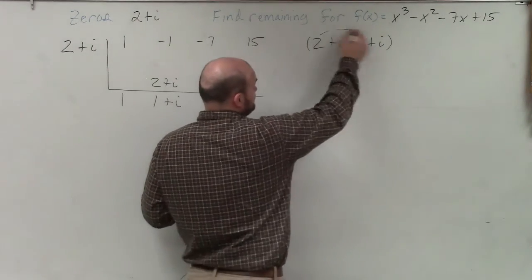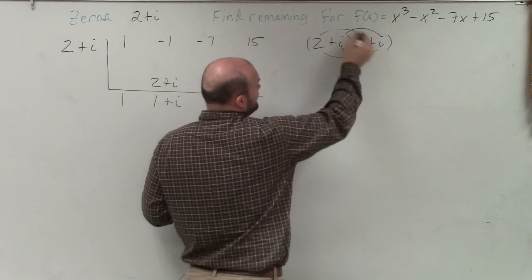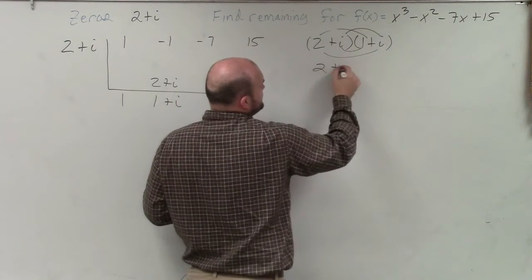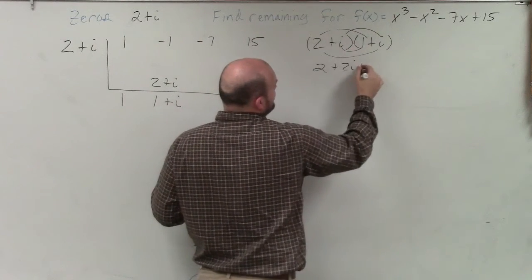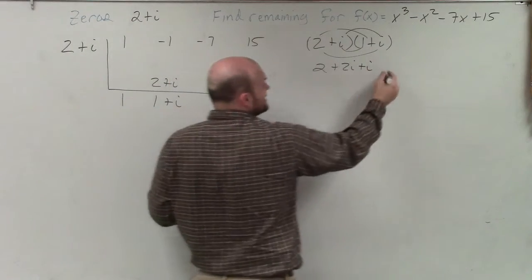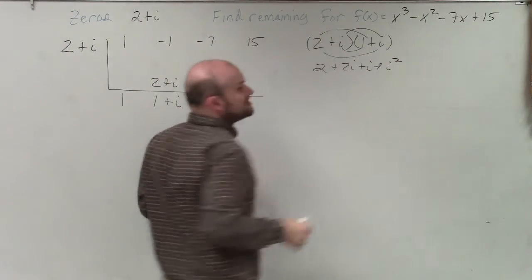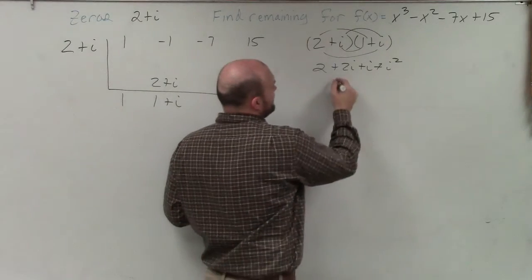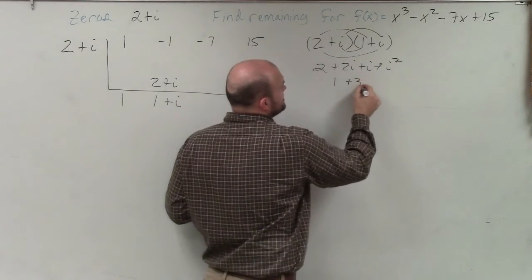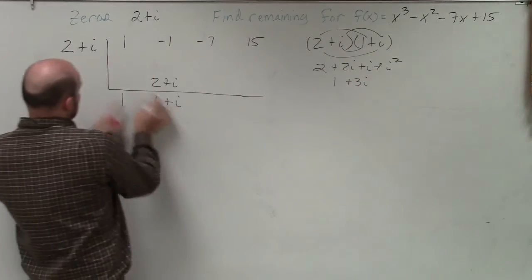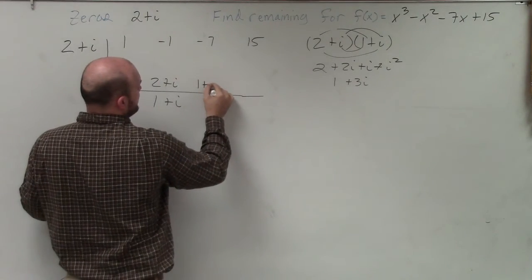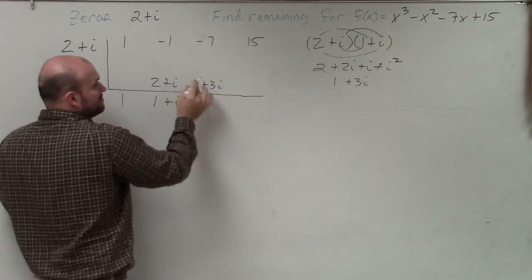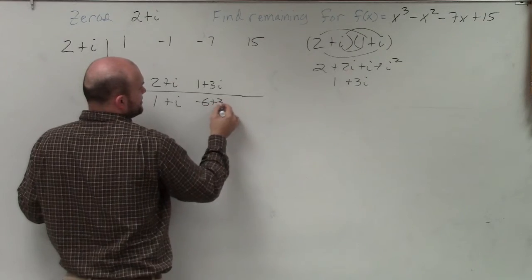So by applying FOIL here, I have 2 times 1, which is 2, 2 times i, which is going to be a 2i, i times 1, which is going to be a positive i, and i times i is i squared. But remember, i squared represents -1, so therefore this reduces to 1 plus 3i. So this times this gives me 1 plus 3i. -7 plus 1 is -6 plus 3i.